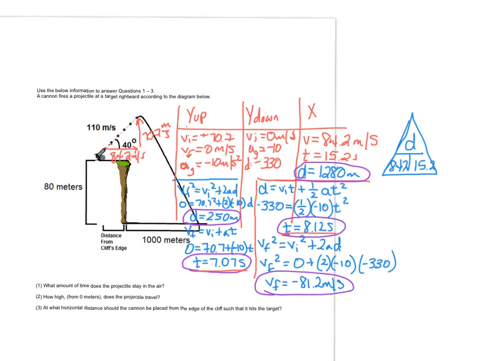What amount of time does it stay in the air? Well, it stays in the air for 15.2 seconds. How high does it travel? Well, including the 80-meter head start, it reaches an appropriate height of 330 meters. How far from the edge of the cliff is it fired? Well, since our total distance is 1,280 meters, and we've traveled 1,000 meters from the edge of the cliff, we are placed 280 meters from the edge of the cliff.